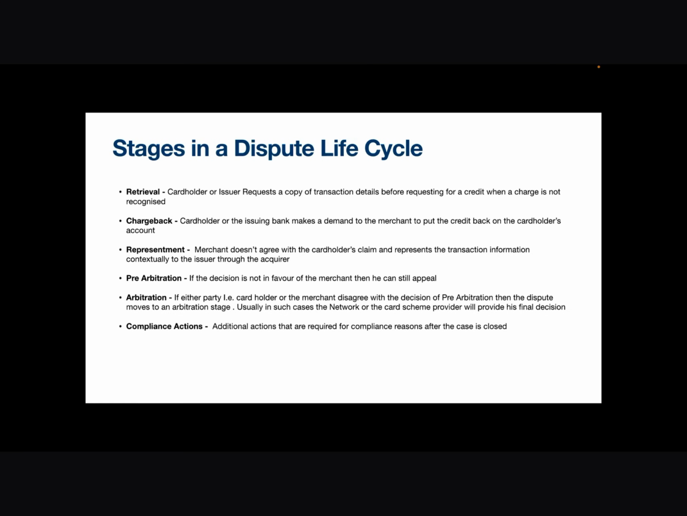And if things don't work out at this stage, and the merchant still doesn't get the money back, and the dispute is still open, then the final stage is the arbitration stage. As the description says, if either party, that is the cardholder or the merchant, disagrees with the decision of pre-arbitration, then the dispute moves to an arbitration stage. Usually, in such cases, the network or the card scheme provider will provide its final decision.